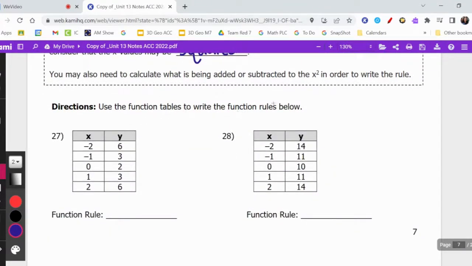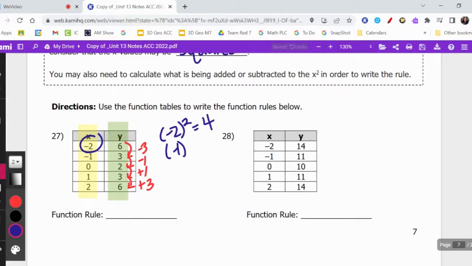Use the function table to write the function rules below. First we see the x values are consecutive. So now we're going to look at our y values and see how they're increasing or decreasing. We are subtracting 3, subtracting 1, then adding 1, and adding 3. This sort of pattern tells me that the x values could be getting squared. So let's consider what would happen if negative 2 was squared. If negative 2 was being squared, I would get 4. What would you have to add to then get to 6? You'd have to add on 2.